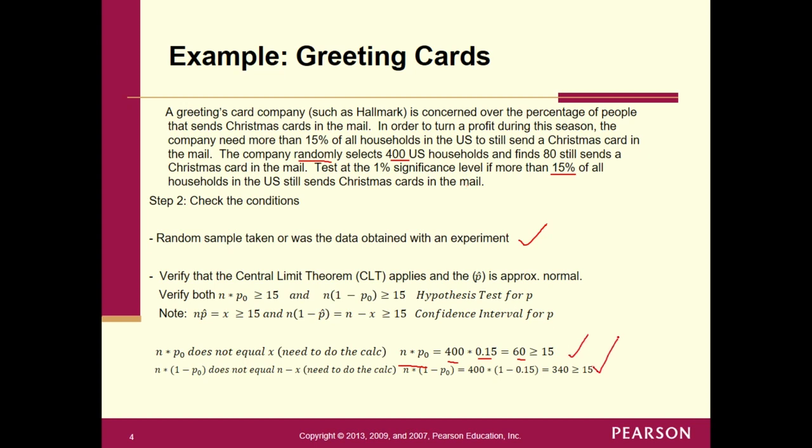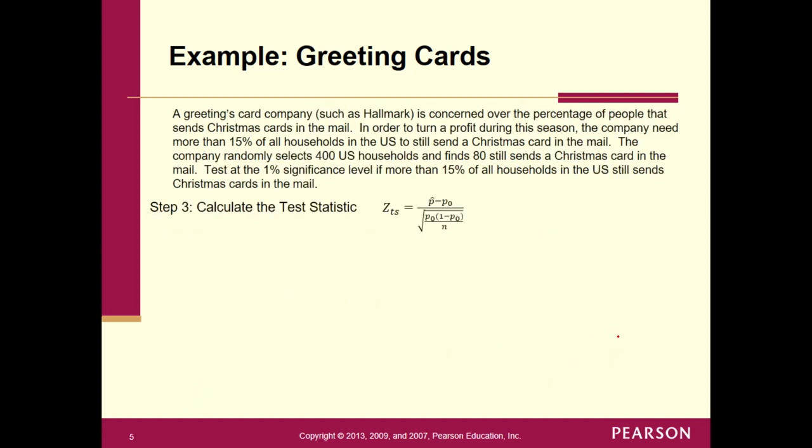Check mark, right? What does that mean? Since both are greater than or equal to 15, the central limit theorem implies the sampling distribution of p hat is approximately normal, and we can use the formula that we've been using. Okay.